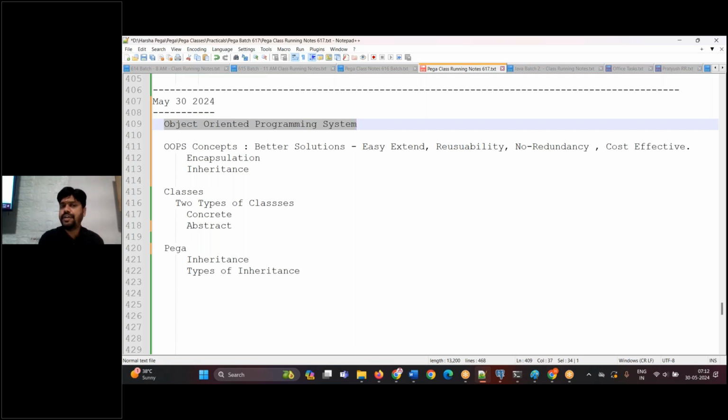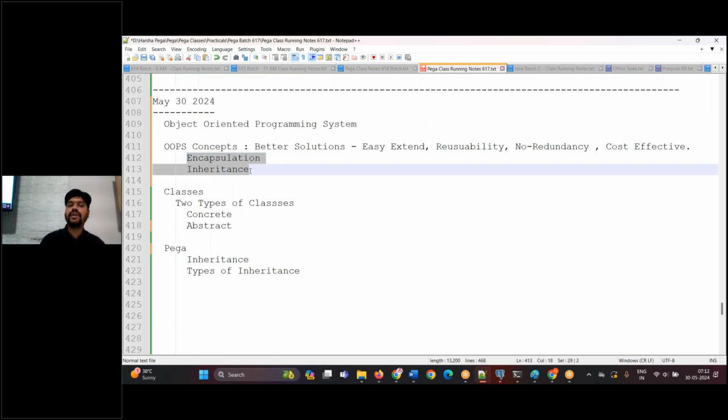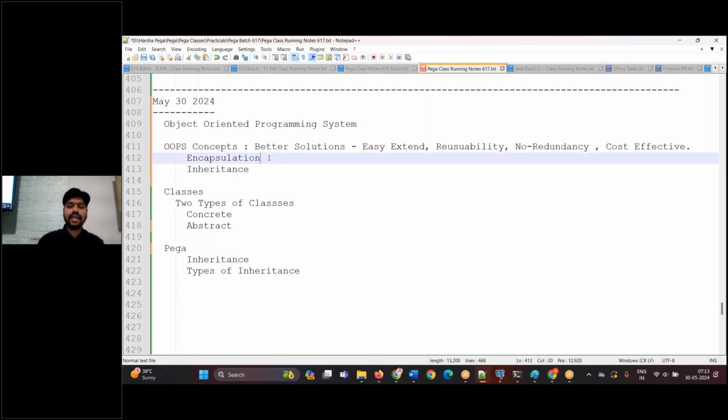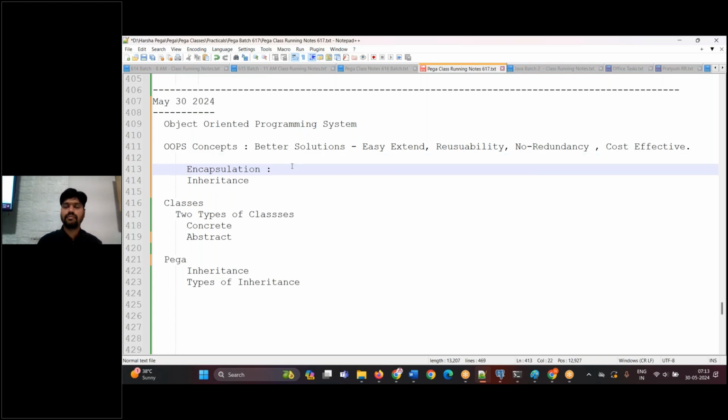See, in an object-oriented programming system, there are certain concepts. I'm mentioning only two concepts as of now. The remaining will be covered later in the future. The first concept is called encapsulation. What is the meaning of concept? Concept means what? A collection of ideas.